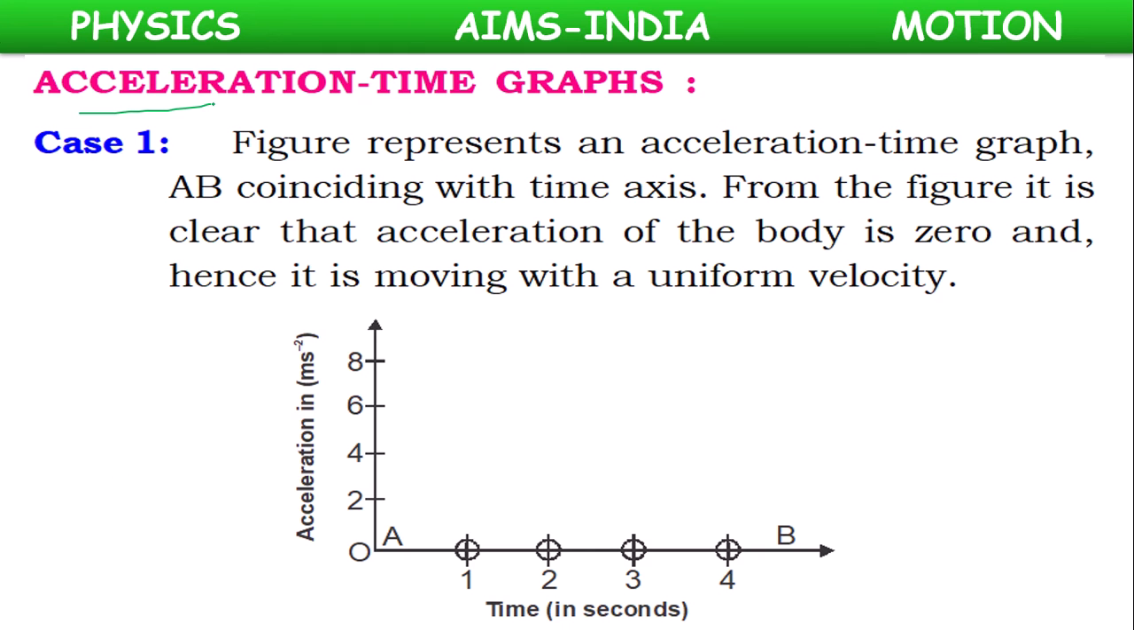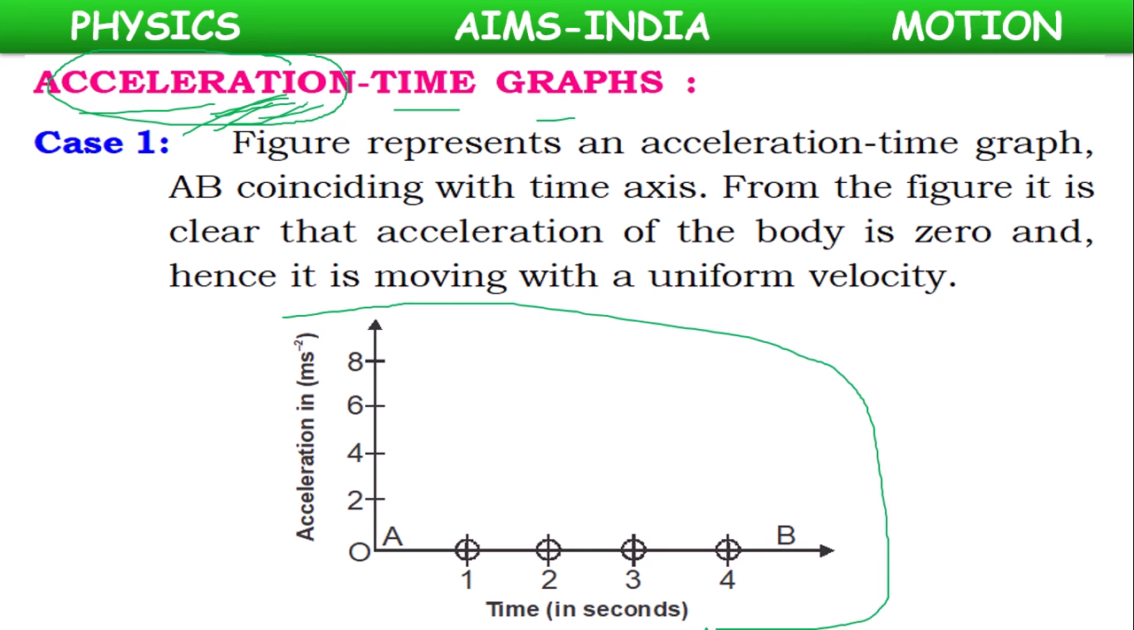So, acceleration time graphs. Here acceleration means the rate of change of velocity: how the velocity is changing, and in how much time how much velocity is changing. If the velocity is increasing, it is called acceleration. If the velocity is decreasing, it is called deceleration. It is also one kind of negative acceleration. So here, the figure below represents an acceleration time graph.